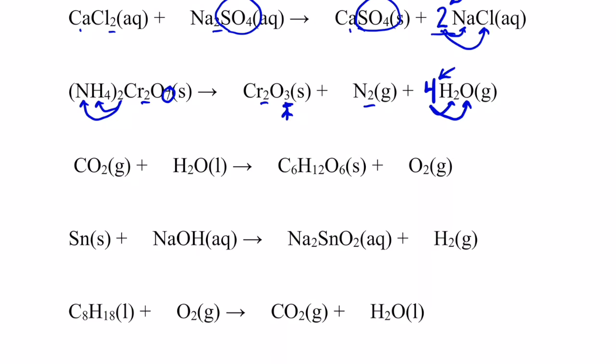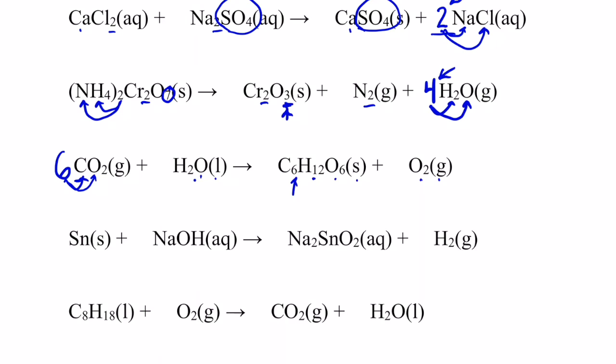All right, carbon dioxide gas reacts with liquid water to produce C6H12O6 solid. That's glucose, by the way, and oxygen gas. All righty, we've got 1 carbon here and 6 there. Let's put a 6 in front of CO2. That gives me 6 carbons on both sides. Now, let's take a look at my oxygens here. I have 6 times 2 is 12, plus that one over there. Let's hold off on those for a minute.